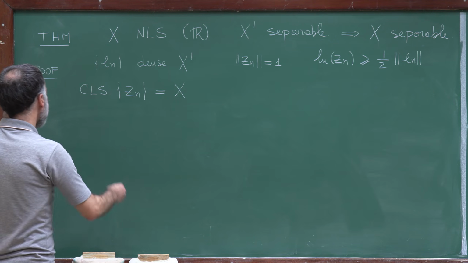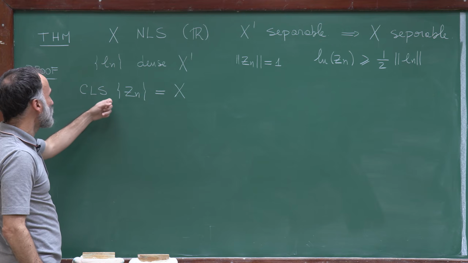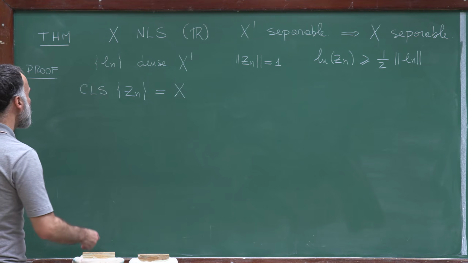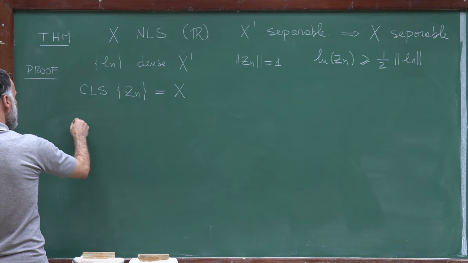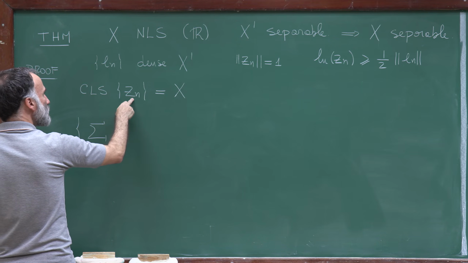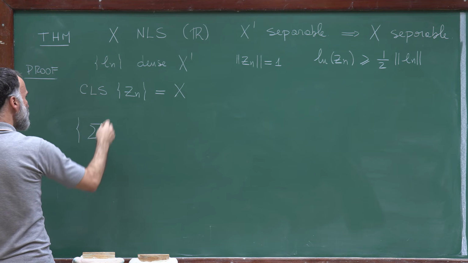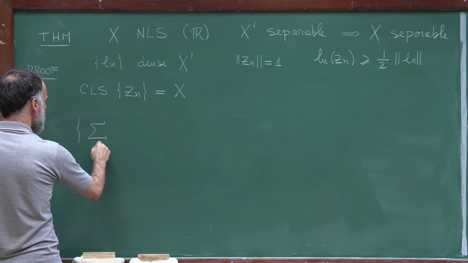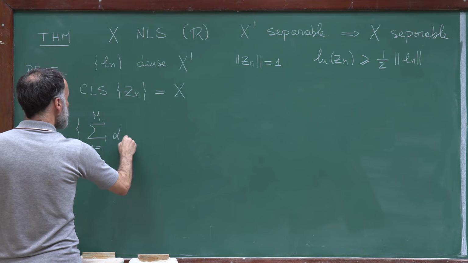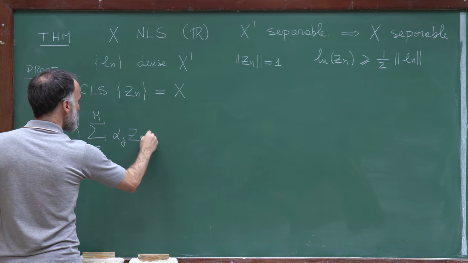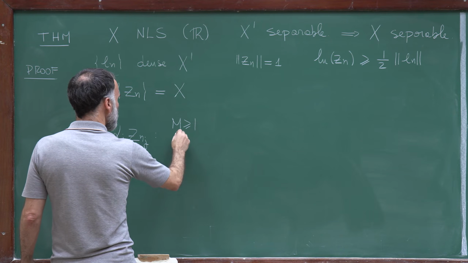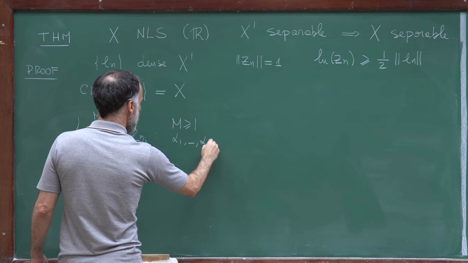So let's conclude. We proved up to now that the closed linear span of Zn, of this family you constructed, is equal to X. So remember, the closed linear span of this family is the closure of all finite linear combinations of Zn. So this space is actually equal to the closure of the space of all sums from j equals 1 to m of alpha j Zj, in which we are taking m larger than 1, and we are taking alpha 1, ..., alpha m in R.